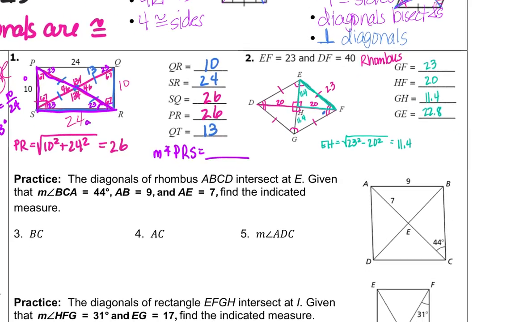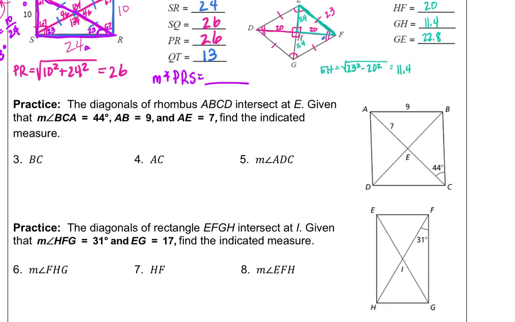All right, the next one says the diagonals of a rhombus. So I know the picture looks like a square. Do not judge by the way it looks, remember? So they're telling you that this is a rhombus. Therefore, if this angle is 44, so is this one, and this one. And don't forget that it's always 90 at the center.